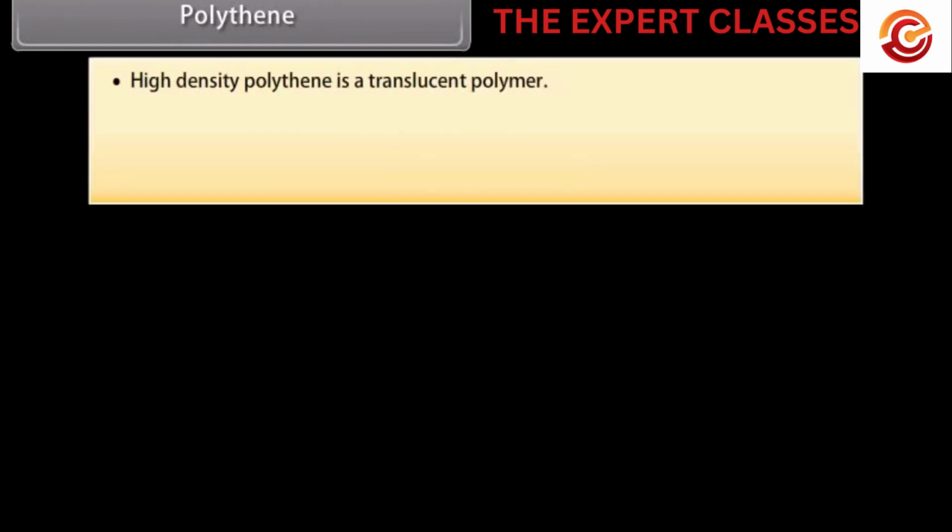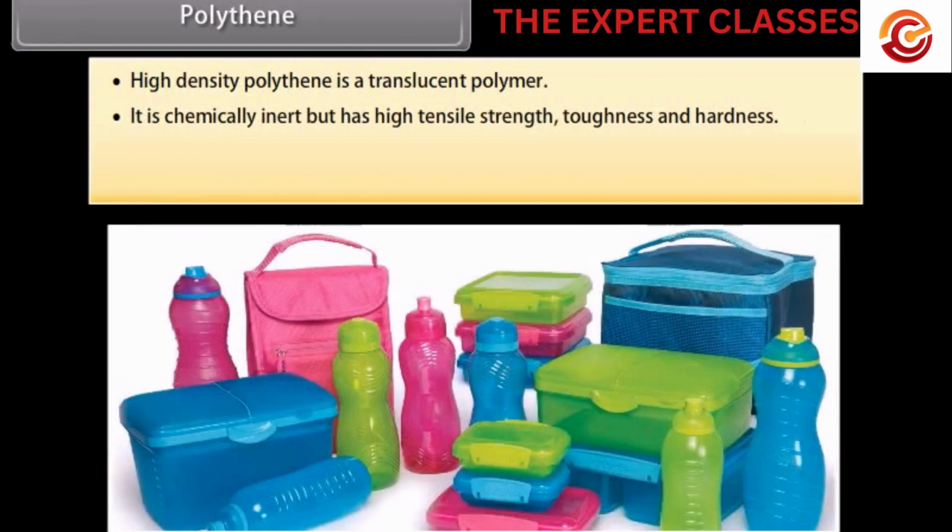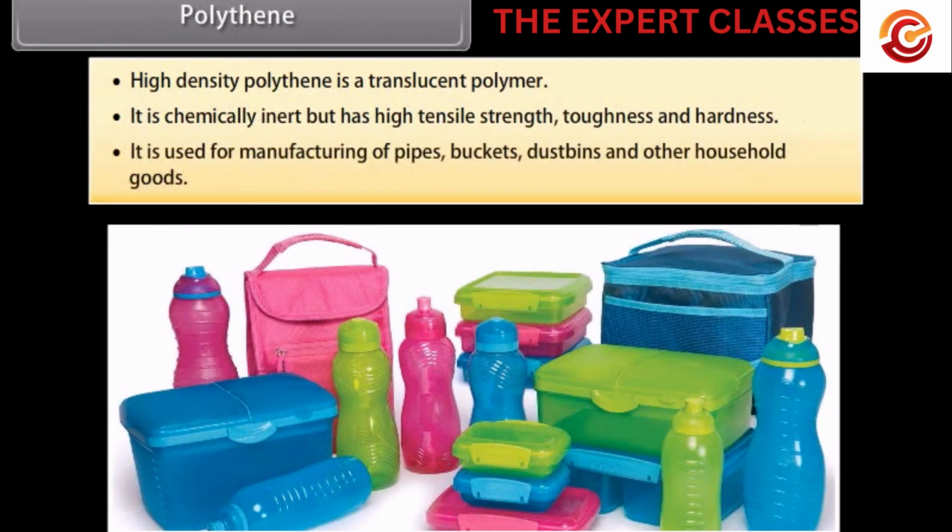High-density polythene is a translucent polymer. It is chemically inert but has high tensile strength, toughness and hardness. It is used for manufacturing of pipes, buckets, dustbins and other household goods.